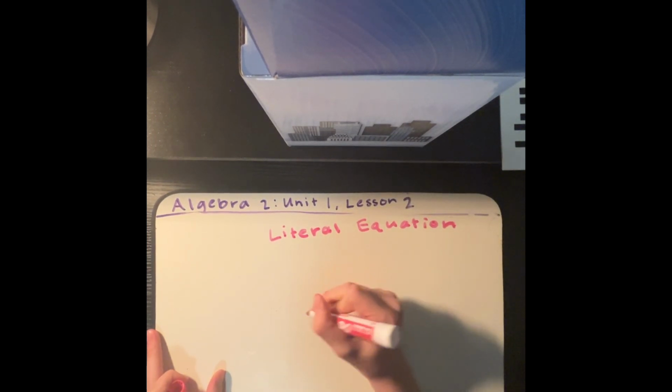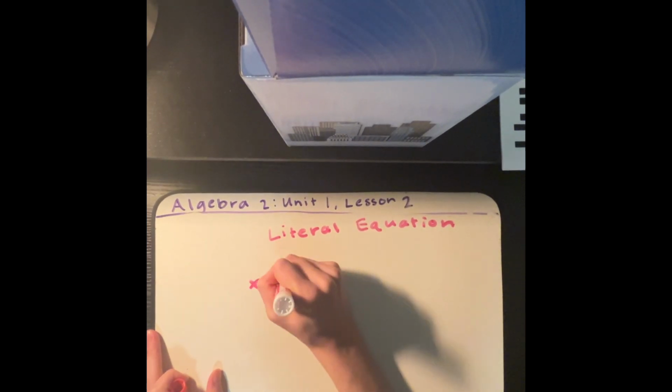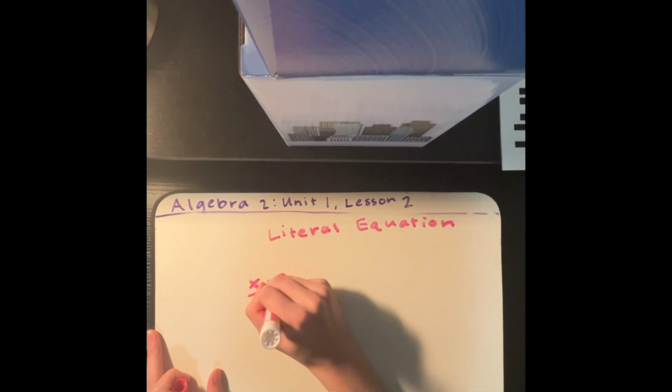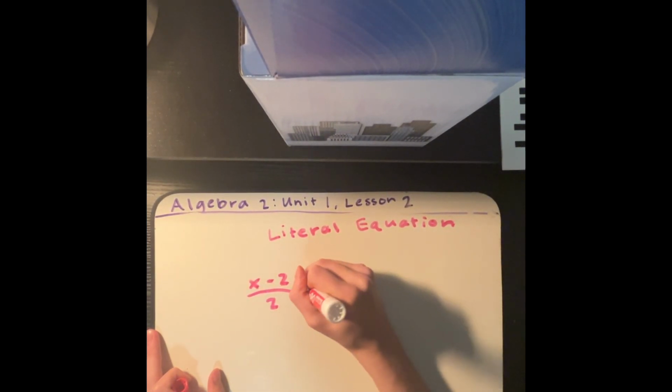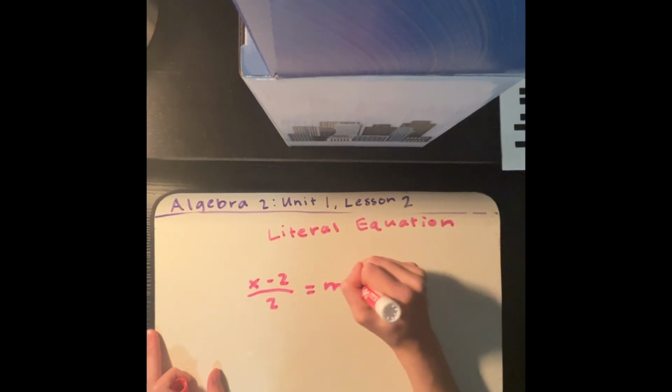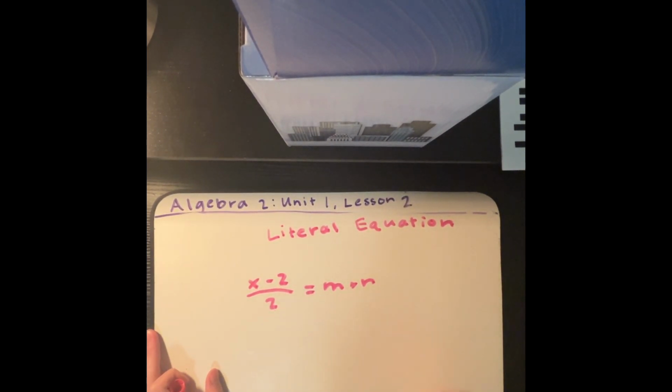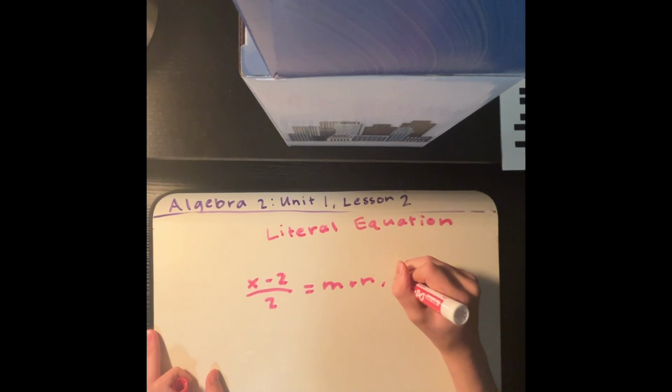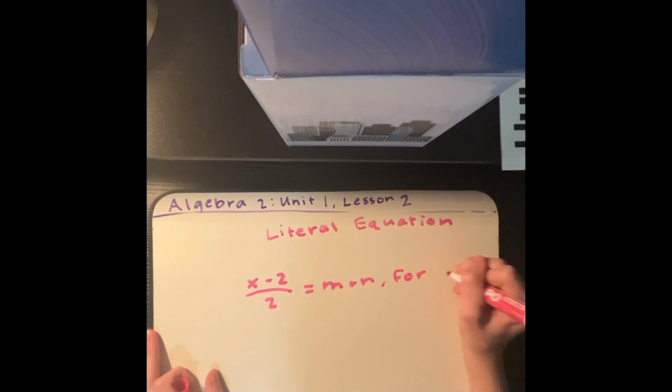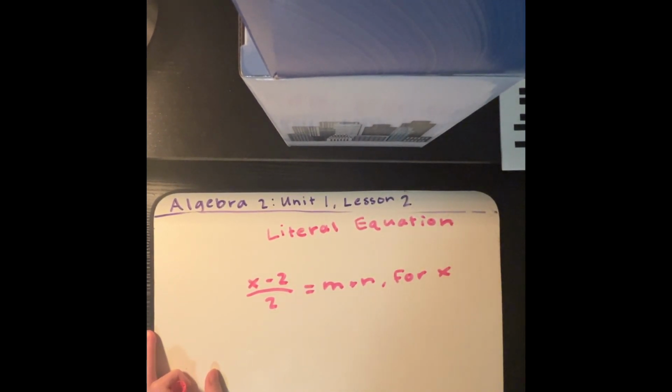So if I take this example right here, (x minus 2) over 2 equals m plus n. Just random variables, and then I can pick a variable to solve for. So if I want to solve for x, that means I'm going to solve for this x right here. And again, the goal of an equation is to isolate the variable. In this case, there are multiple variables, so we isolate the variable we're solving for. So how do we do that?